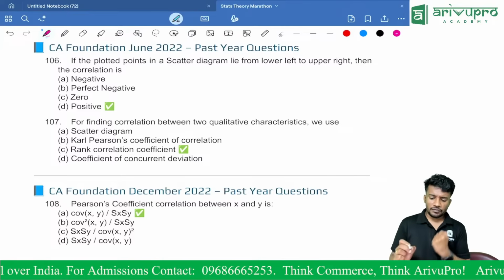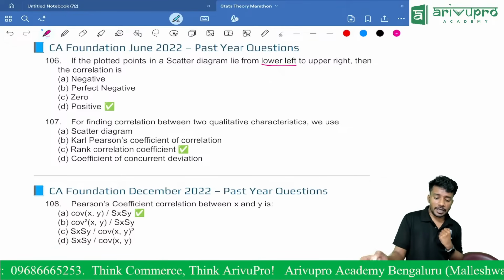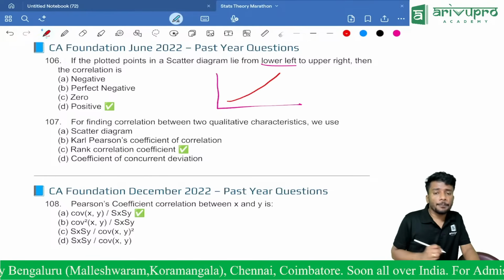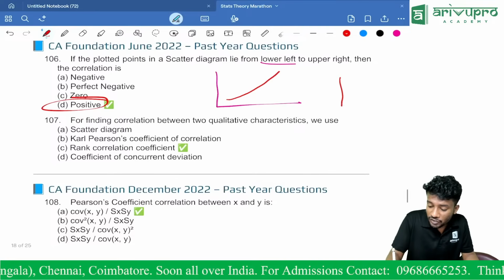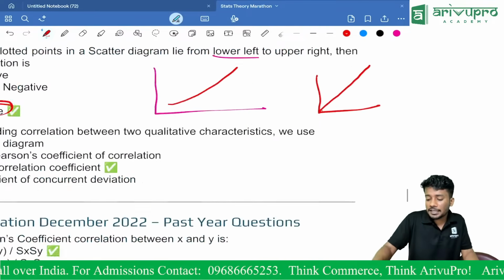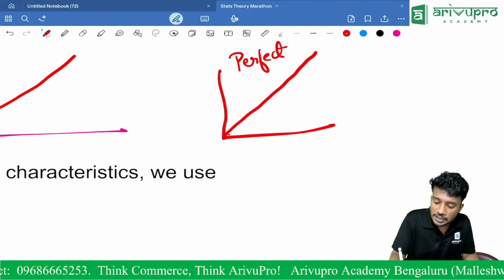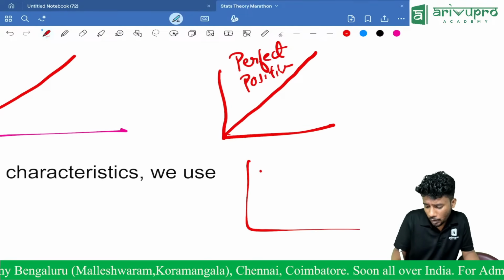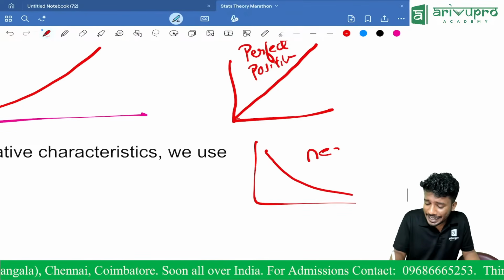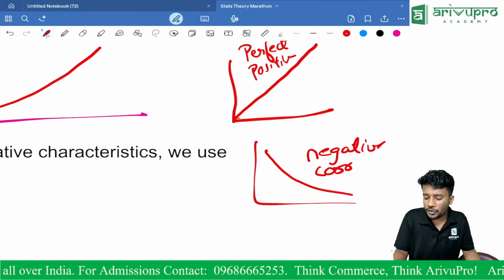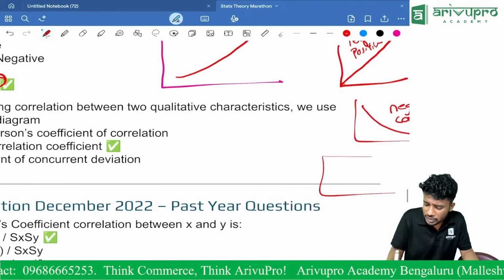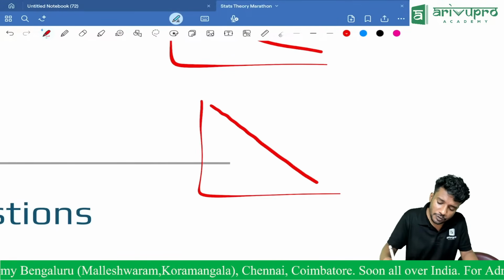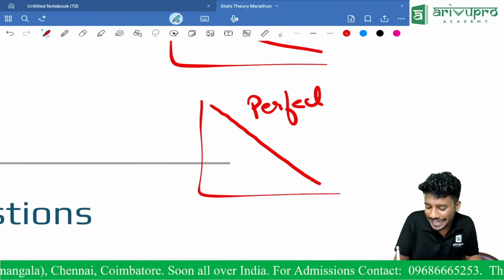If we plot the points of a scatter diagram from lower left to upper right, then the correlation is what? What did I tell you? When we draw a graph from lower left to upper right, it is a positive correlation. If it is a straight line from lower left to upper right, then it is called a perfect positive correlation. If the graph goes from upper left to lower right, it is what? Negative correlation. Now, once again, if the graph is a straight line from upper left to lower right, it is perfect negative.